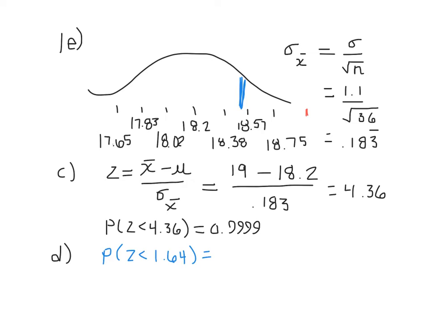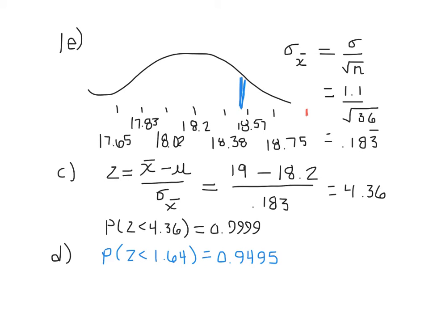So when you go to your table, you go to the far left column and you follow that column down to a z-score of 1.6. Then you have to move to the right to the column that has a 0.04 at the top of it, since we have a 4 in the hundredths column here. And when you do that, you find that the area below, that table always gives area below or proportion below, is equal to 0.9495.